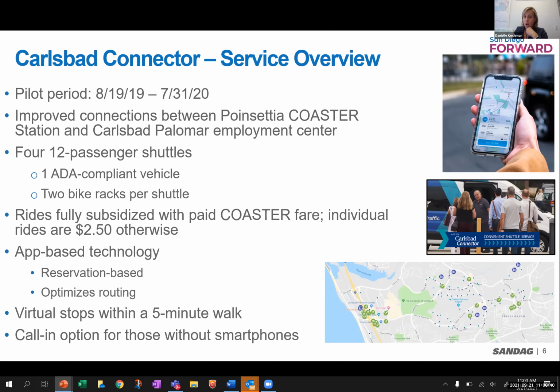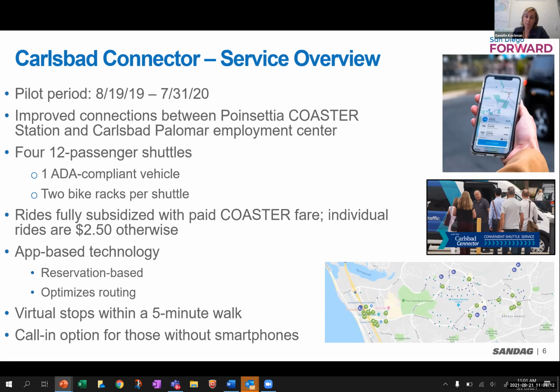And there were 4 shuttles that were being operated to connect people from the Coaster station at Poinsettia to their employment location. And so people could book their ride on their phone. There was also a phone number you could call, and you could book your ride. It got pretty impacted. So we always recommend that people book their ride before they actually got on the Coaster, because you don't want to get up there and be stranded. Yeah, you could book your ride on the Coaster if you wanted to. And then once you got there, the shuttles were waiting.